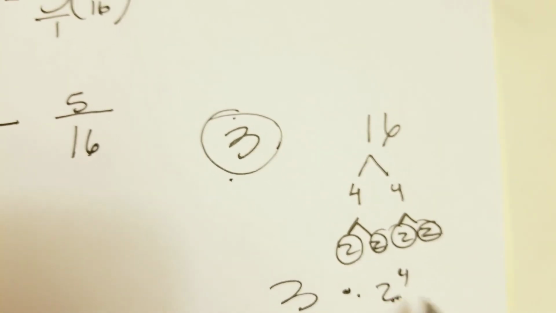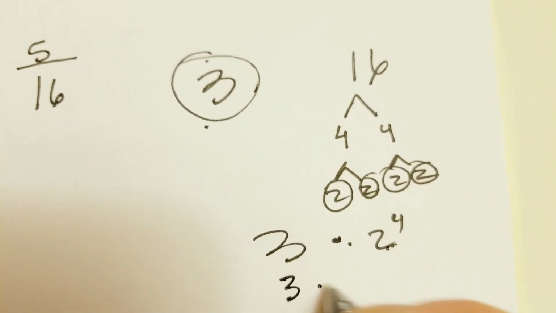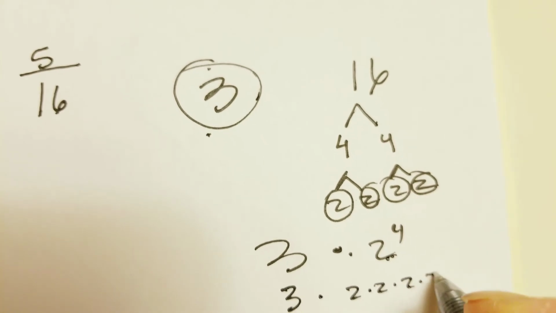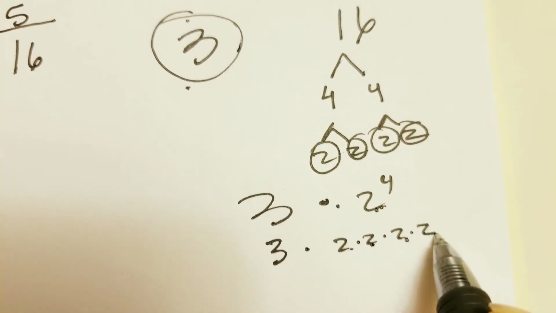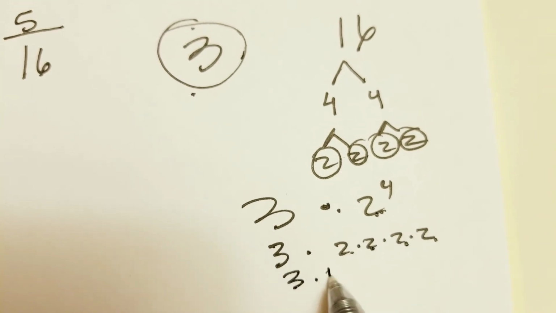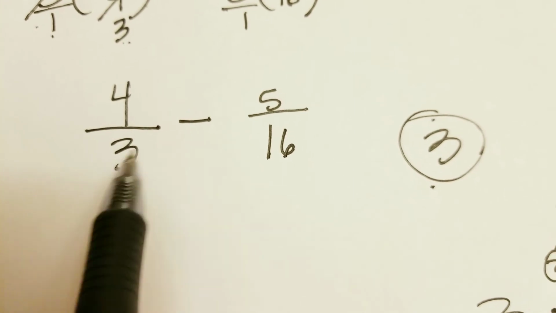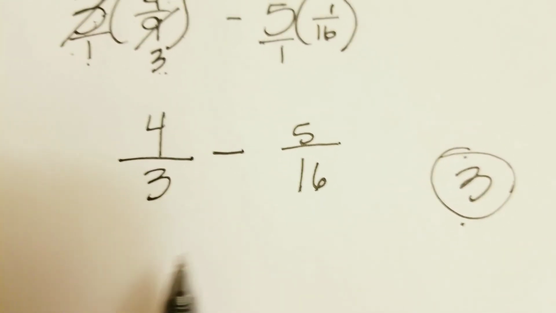I'm going to show you. 3 times 2 times 2 times 2 times 2. So 2 times 2 is 4. 4 times 2 is 8. 8 times 2 is 16. So 3 times 16 equals 48. So 48 is going to be our common denominator here.